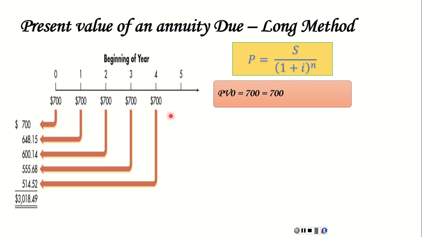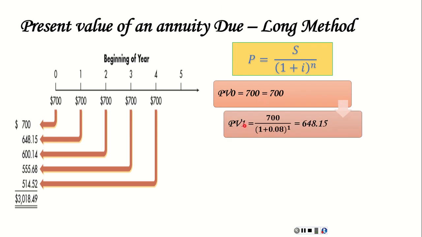So the present value of the first 700, which is expected to be received at the end of current year, is the same value. So present value of 700 is 700. But the second amount will be received at the end of year 1. So we will discount this amount by dividing 700 by 1 plus 0.08 power 1 equals 648.